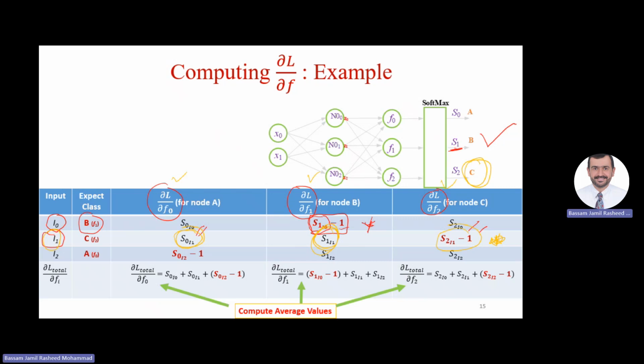Okay. Finally, let's take I2 here. This I2 says that the correct output is A, which means this is where the correct output is. Here I take S0 minus 1, and the rest, S1 and S2, because they don't correspond to the correct output. Very nice simplification, and this is the magic of softmax. Their derivatives so beautifully cancel all the complexities.